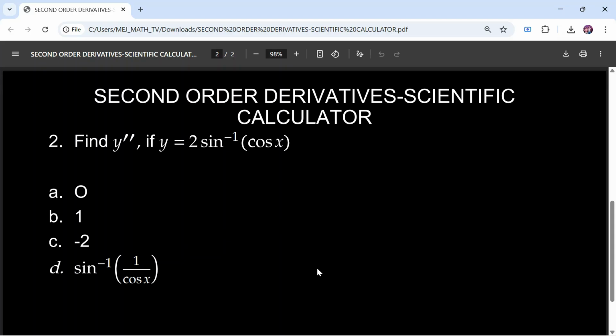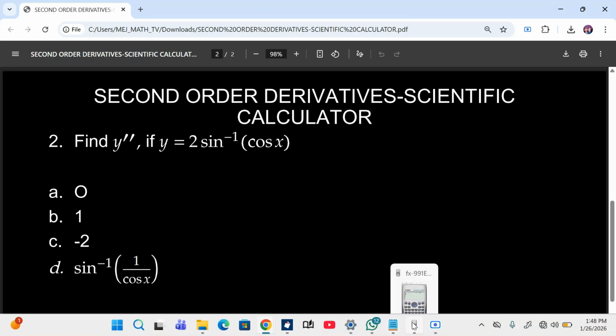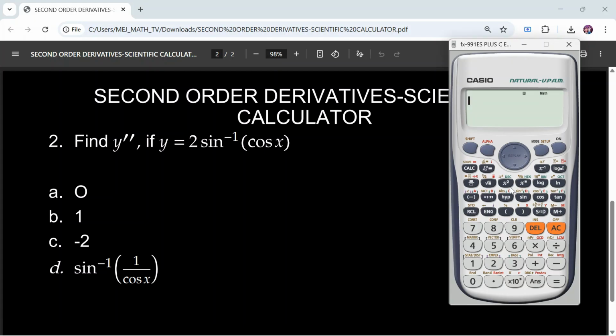And so let's begin. We are to find y double prime, which is the second derivative, if y is equal to 2 sine inverse of cos of x. So we want to pick our calculator, and then we are to change our calculator mode to radians. So that is shift mode, and then we select option 4.